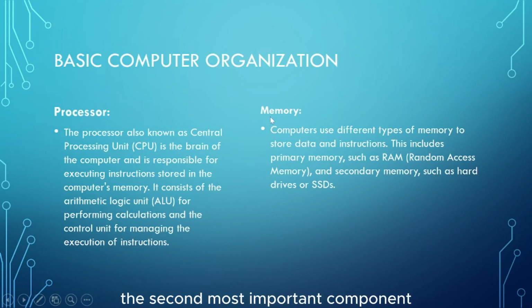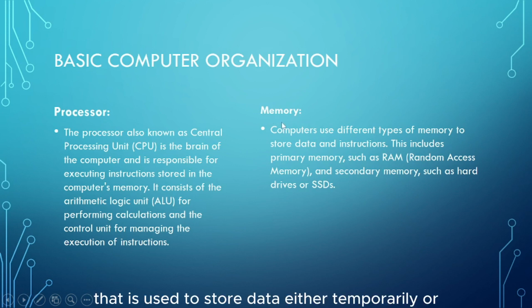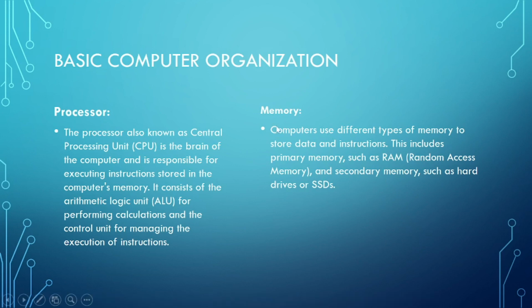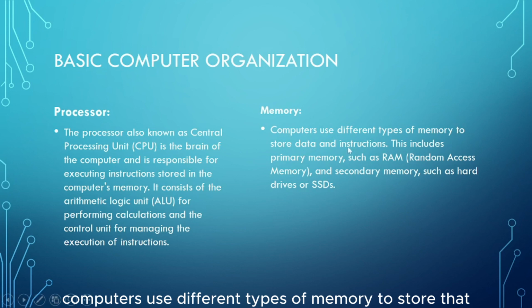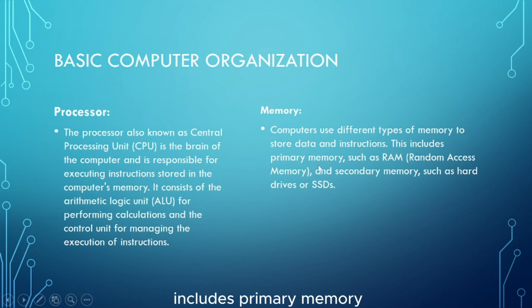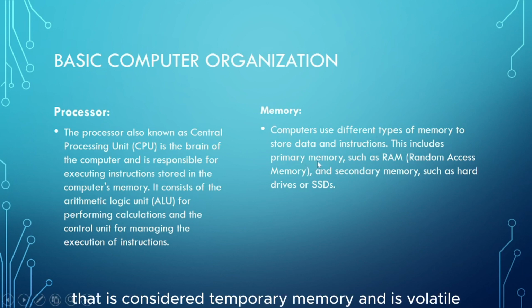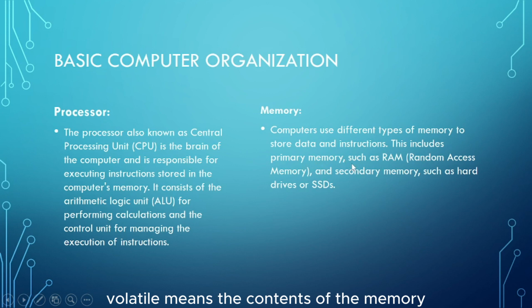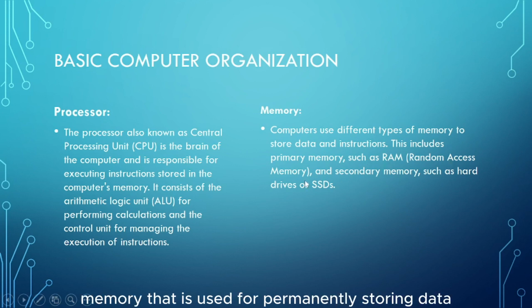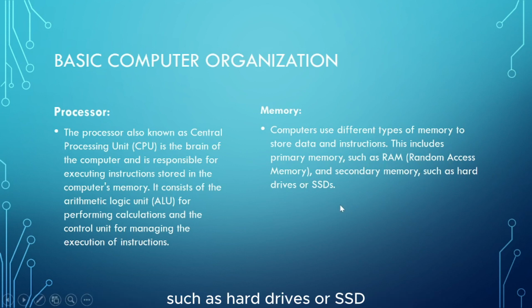The second most important component of computer organization is memory, that is used to store data either temporarily or permanently. Computers use different types of memory to store data and instructions. This includes primary memory, that is considered temporary memory and is volatile. Volatile means the contents of the memory are lost when power is cut off or switched off, such as RAM, random access memory, and a secondary memory that is used for permanently storing data, such as hard drives or SSD.